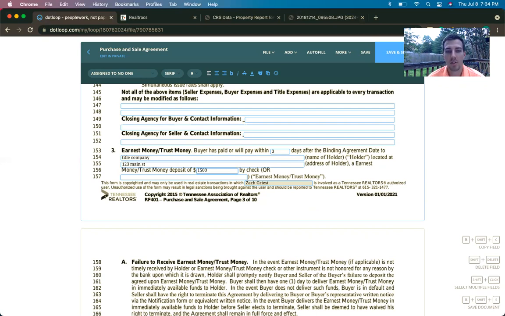And then sellers in a hot market, if you put more than a typical amount, that could make your offer even stronger. So instead of $3,000, if you put $10,000 as earnest money or $20,000, $30,000. So this is a negotiation point as well, but you put that amount here and then it says by check, or if it's a different amount or a different payment method, put that here.